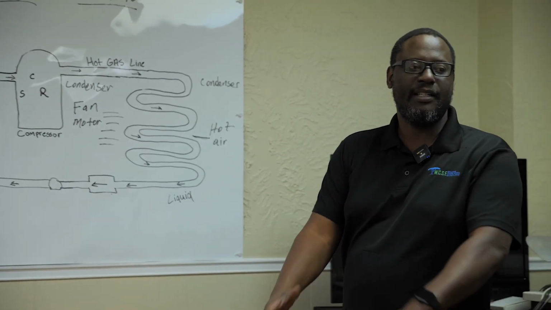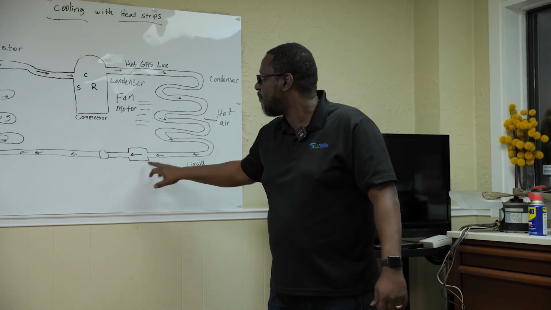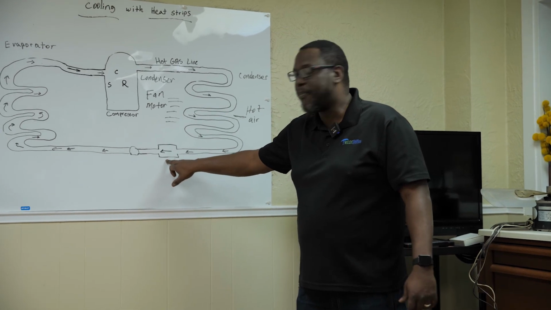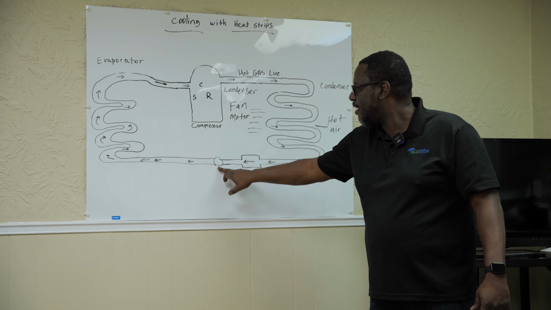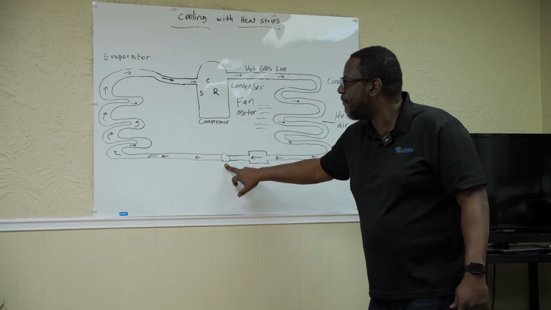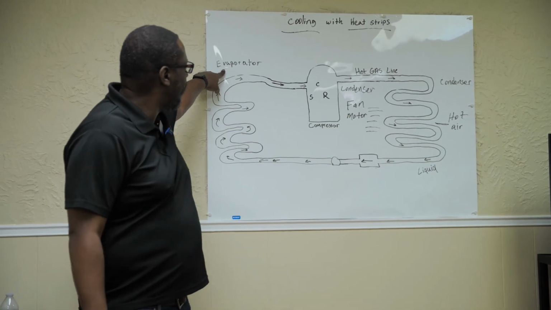So this is some of the stuff that we teach the students here at Williams Career School of Excellence. This represents the filter dryer. This represents the metering device. We go over that. This right here, this side is your evaporator coil.